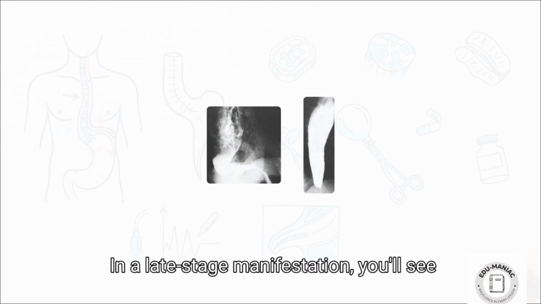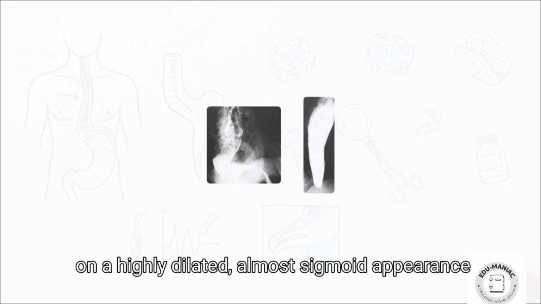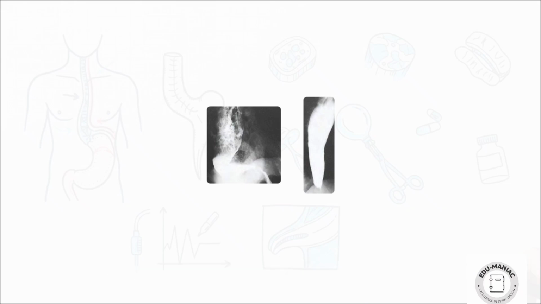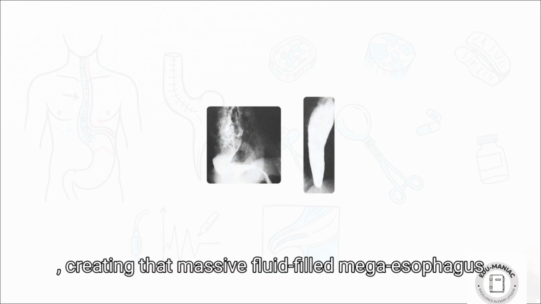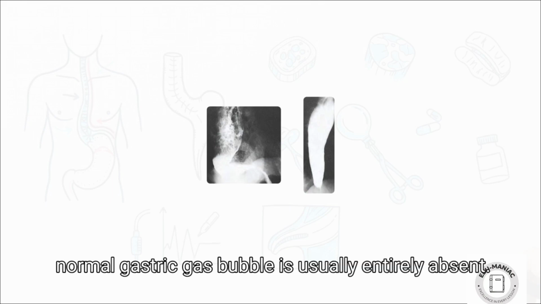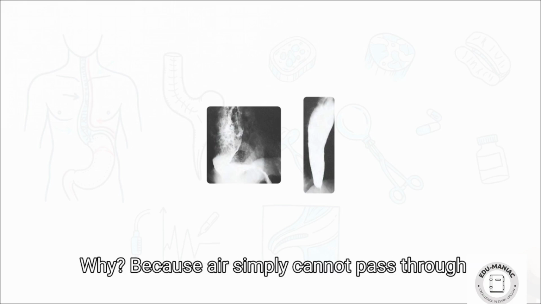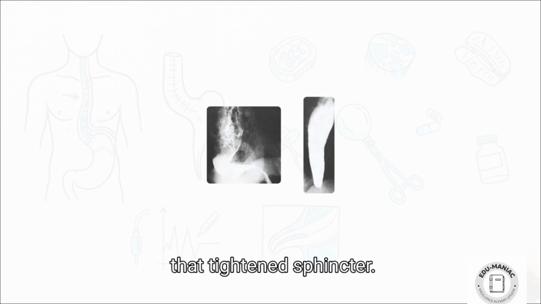In a late-stage manifestation, you'll see severe tortuosity, where the esophagus takes on a highly dilated, almost sigmoid appearance, creating that massive fluid-filled mega-esophagus we talked about. And notice what's missing. The normal gastric gas bubble is usually entirely absent. Why? Because air simply cannot pass through that tightened sphincter.